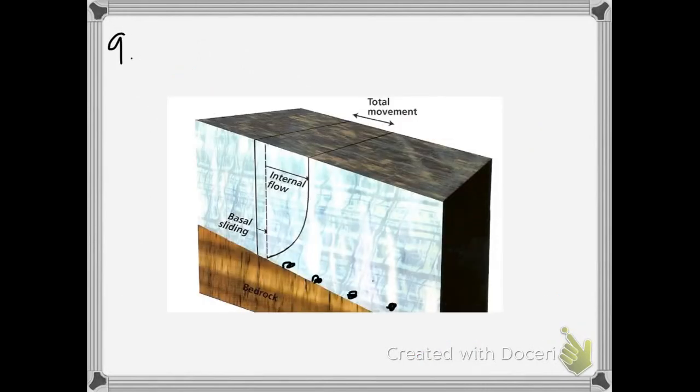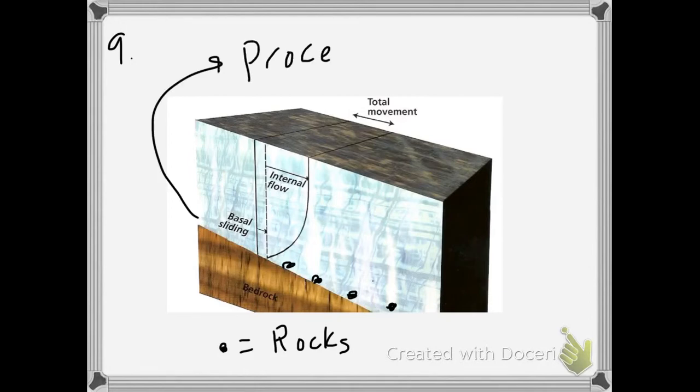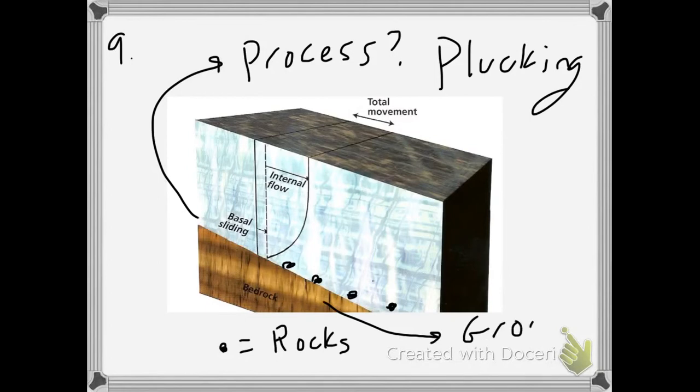Same picture, but different concepts. So I have some huge rocks that are being dragged along by the base or bottom of the glacier, and they're being dragged along that bedrock surface. So what is the name of the process where big rocks are dragged along and they're actually taken out of the bedrock? Okay, this is plucking, glacial plucking. And because you're basically grinding these big boulders down across the face of the bedrock, it leaves beautiful parallel grooves, which are called striations or glacial striations.